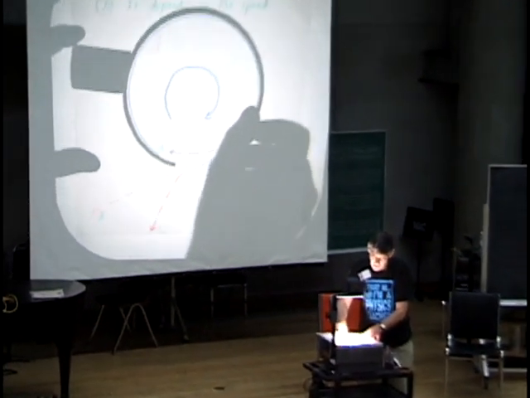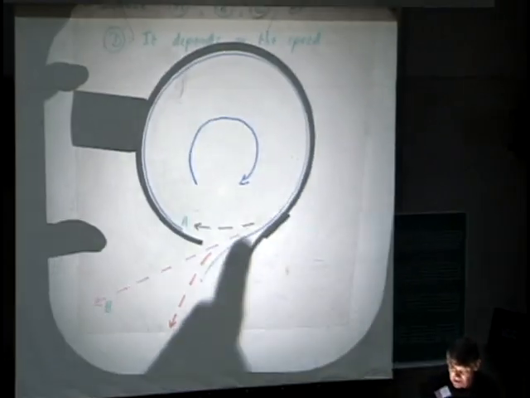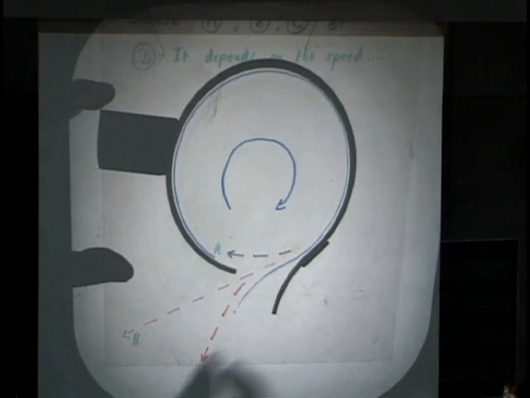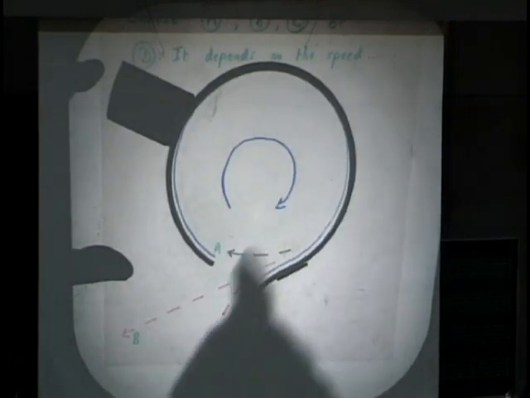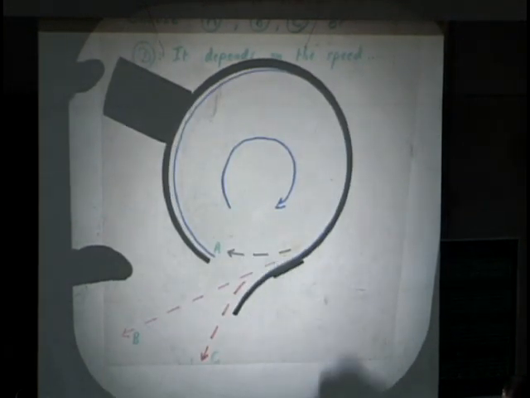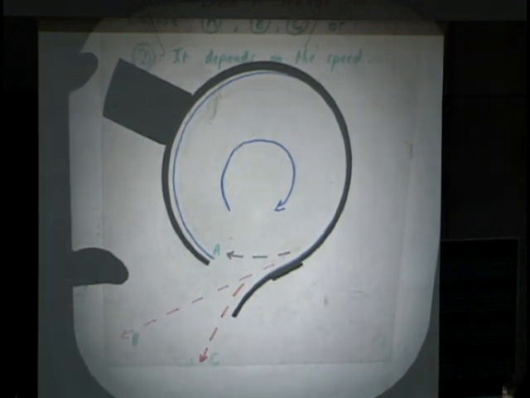A, if it makes the curved path. B, if it goes in something like a straight line. C, if it sticks to the wall as it goes. And D, it depends on the speed.